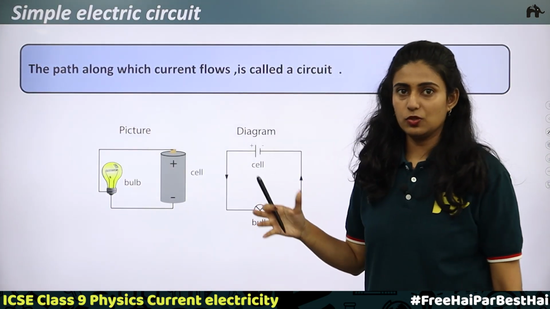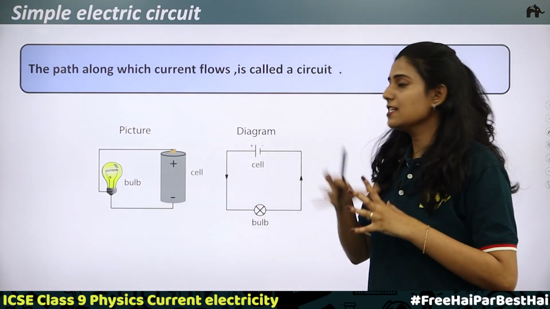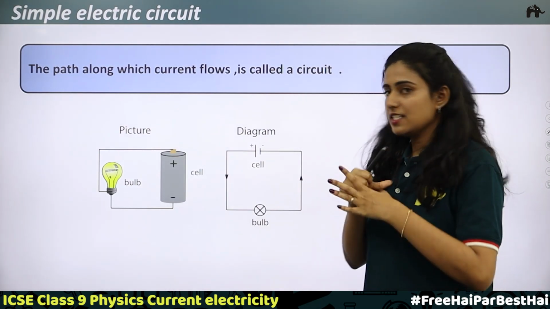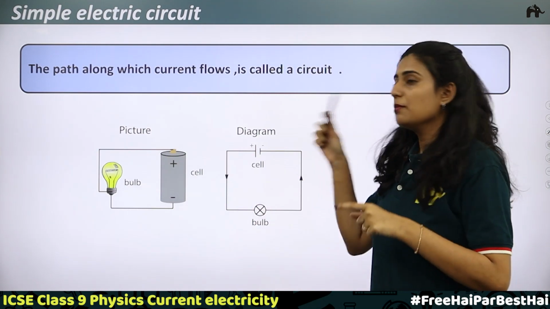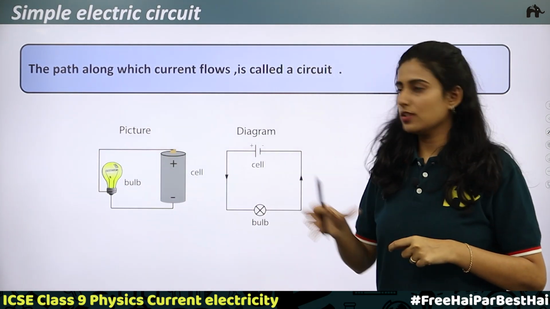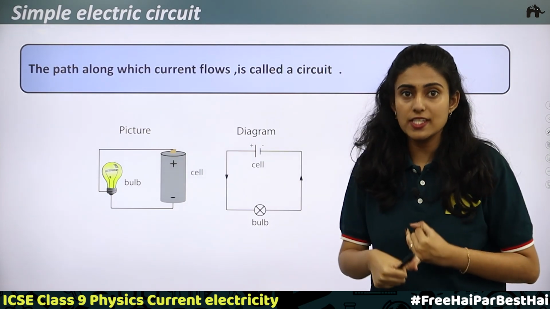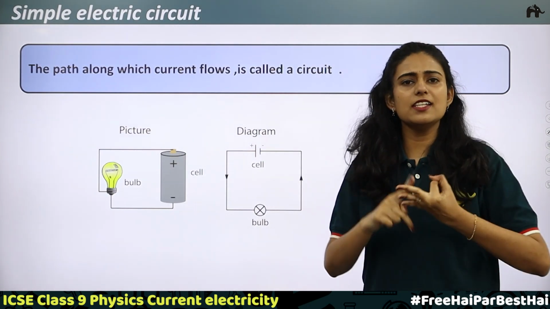Simple electric circuit. So what is an electric circuit? We have discussed the different components: cell, battery, bulb, rheostat, connecting wires. All these are put together to form an electric circuit. The simplest electric circuit is a circuit that you see in a torch. In a torch, there will be a switch, a bulb and a cell. Only these three components are there.